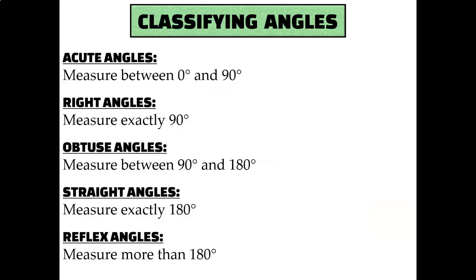We classify angles by what their angle measurements are and group them into categories of 90. Acute angles measure between 0 and 90 degrees. Right angles measure exactly 90 degrees. Obtuse angles measure 90 to 180 degrees. And straight angles measure exactly 180 degrees. And then there is another group of angles called reflex angles that measure more than 180 degrees, but we don't really deal with them too much in this class.